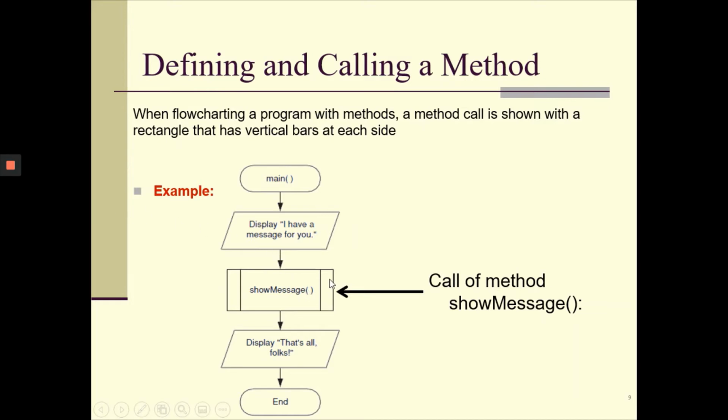This is not showing yet the execution of your method show message, but you need another sub flowchart for the show message method. Everything that we do in the show message method will be represented in the sub flowchart that I will show you later.